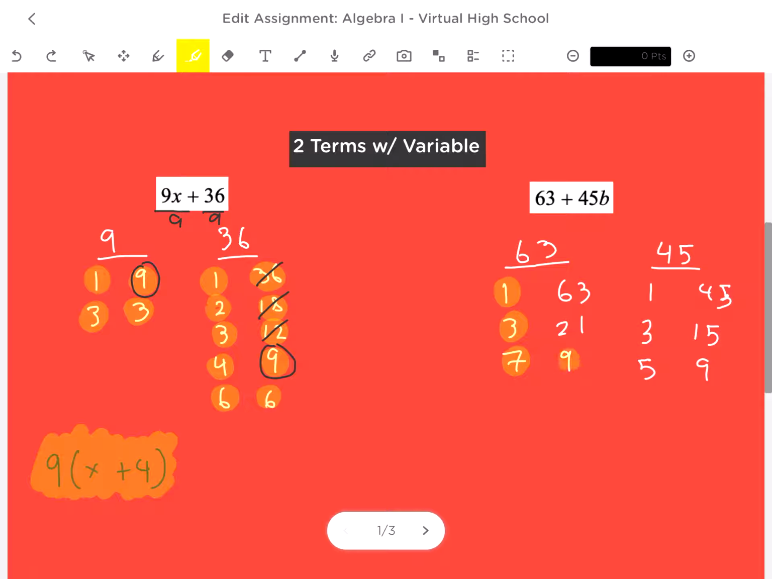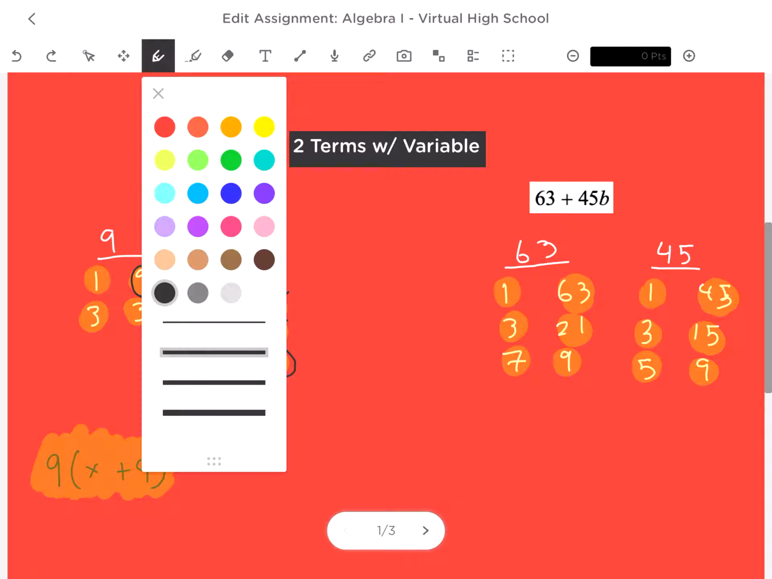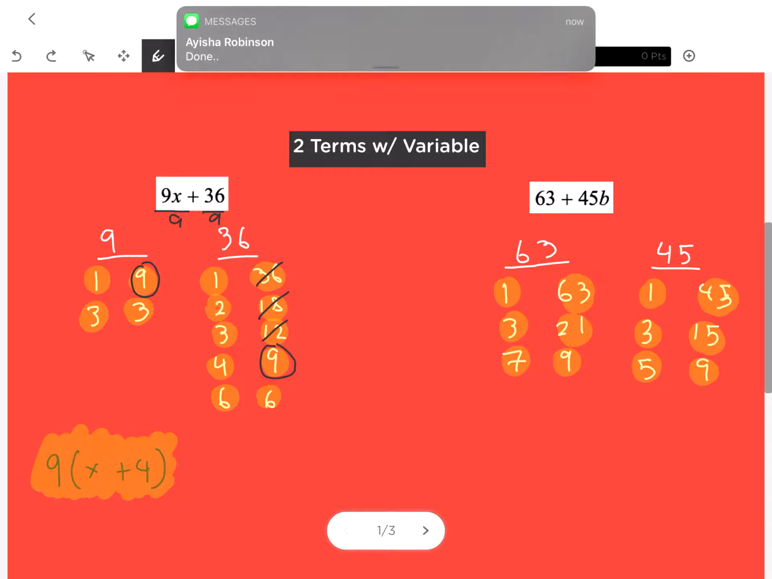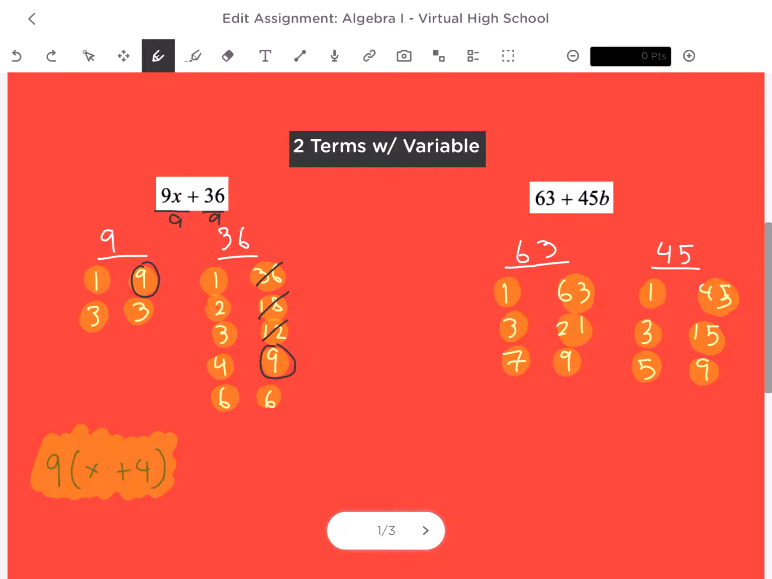Okay. So what I want to do is start from the top and figure out the biggest one that they have in common, because that's going to be my greatest common factor, and it's going to be the number that I'm going to divide by. So 63, no. 45, no. 21, no. 15, no. 9, and 9. Okay. So 9 is the number that I'm going to divide on both sides here.